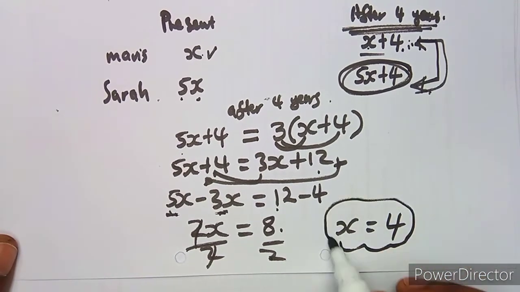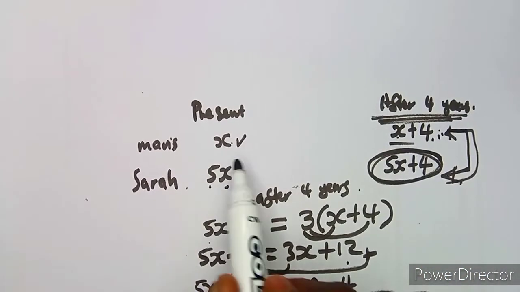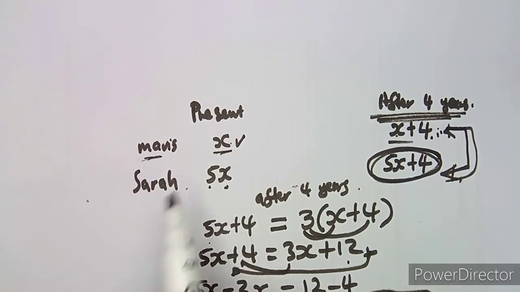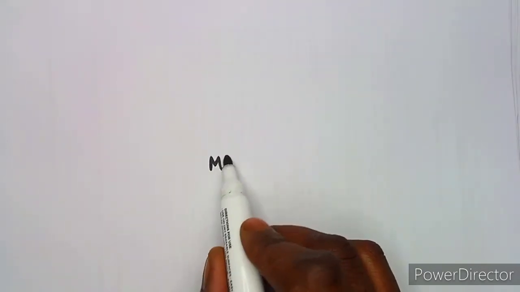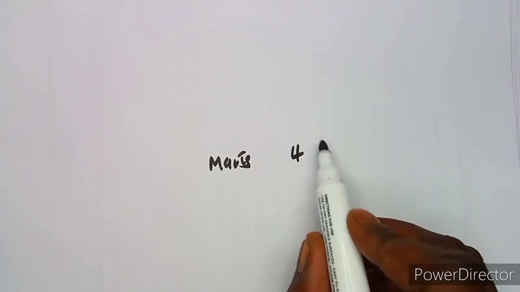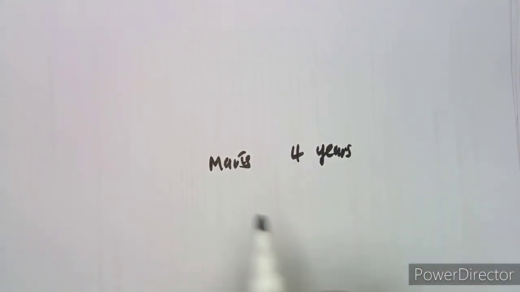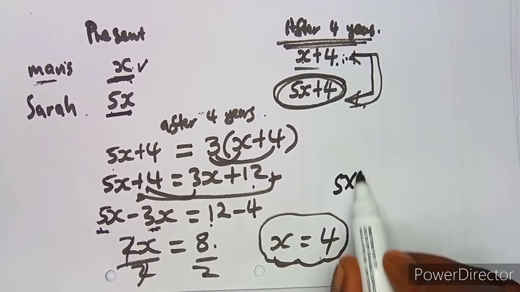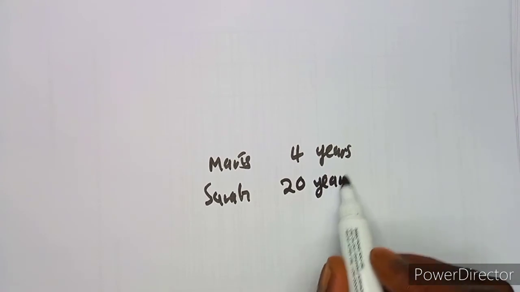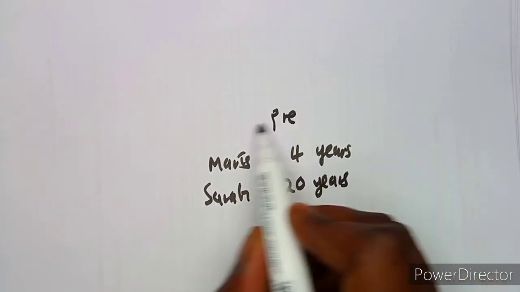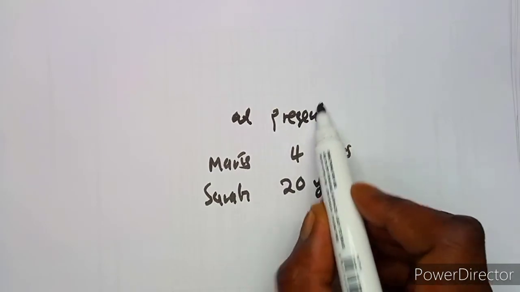And remember, x represents the years at present for Mavis. Mavis at present, her age is x. So that is what we need. So Mavis is having 4 years present, and the one for Sarah now is 5x, which is 5 times 4, so it will be 5 times 4, which is 20. So presently Sarah is 20 years. That is at present, because remember that is what we had at present.